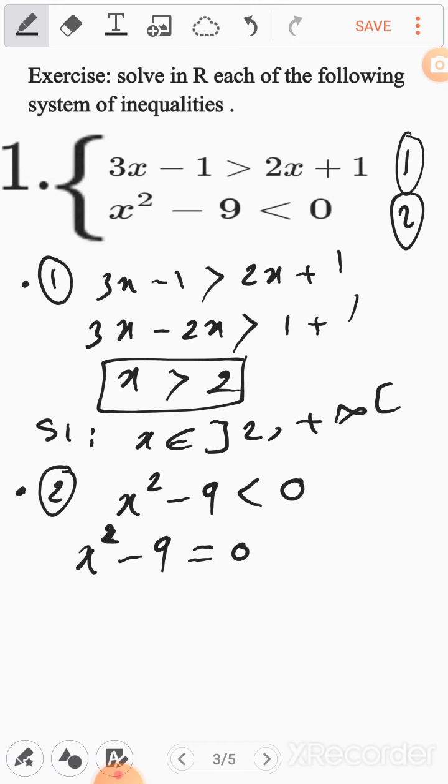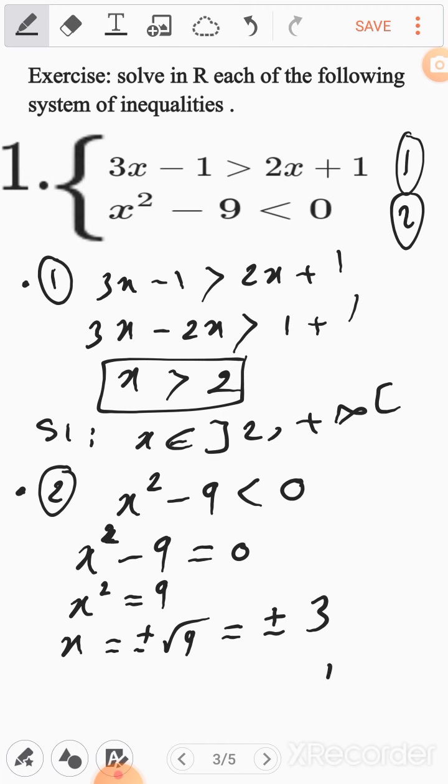We are solving this inequality alone: x squared minus 9 less than 0. We solve it equal to 0 first. You can use the discriminant delta to find the roots, or you can solve it like this: x squared equals 9, so x equals plus or minus radical 9. It is equal to plus or minus 3.